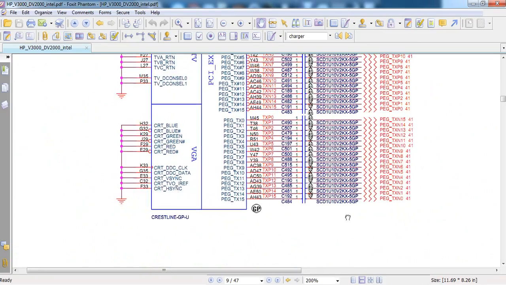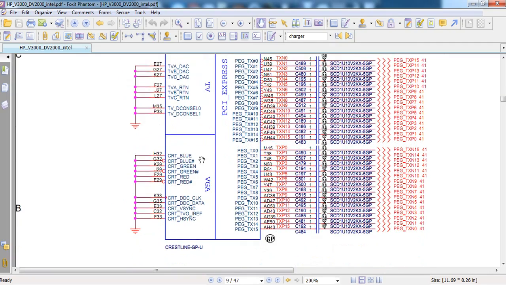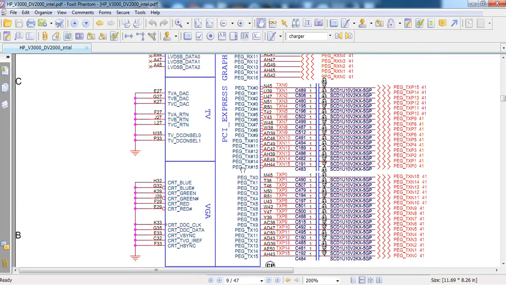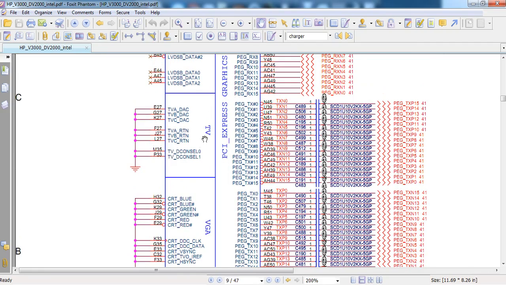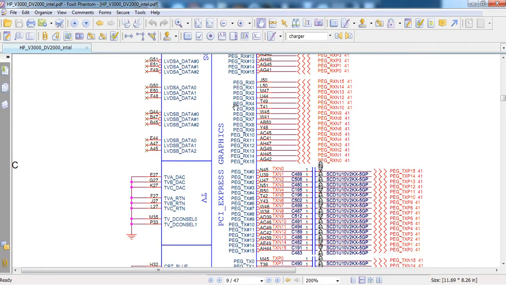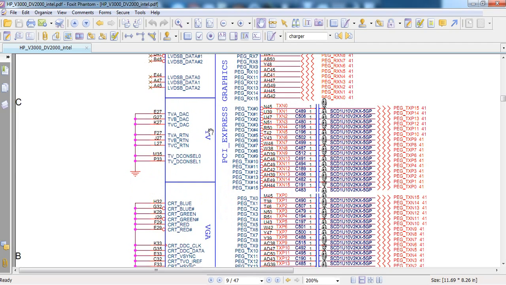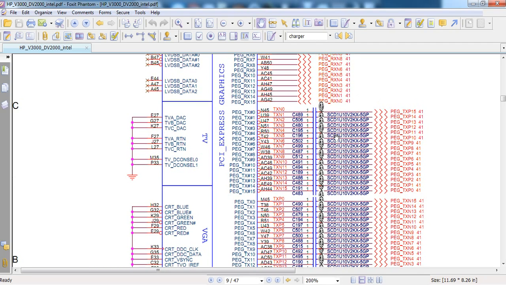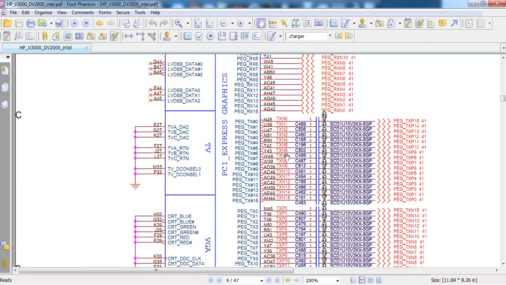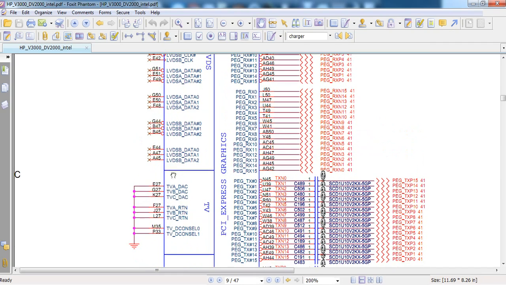So you can get all the details about your GMCH. This is your VGA. These are all dummy here because the signals go to PCI Express graphics. These are all active because all the signals go to the PCI Express card, that is, the dedicated NVIDIA graphics card. So all these signals are dummy here.